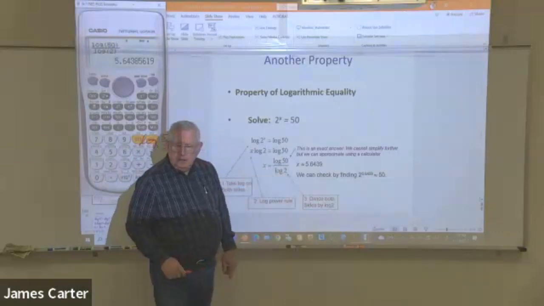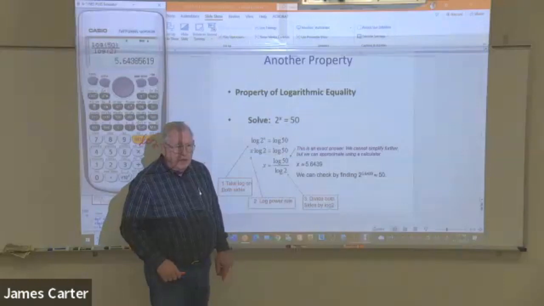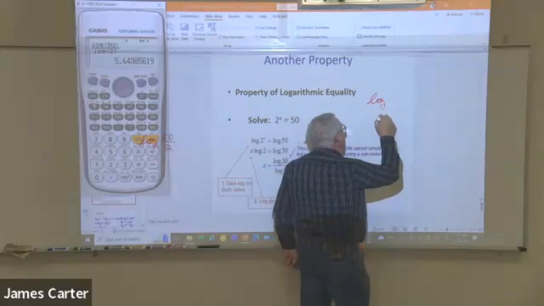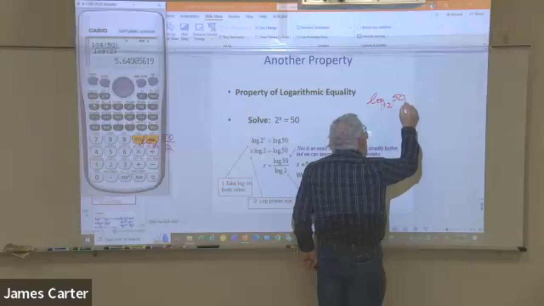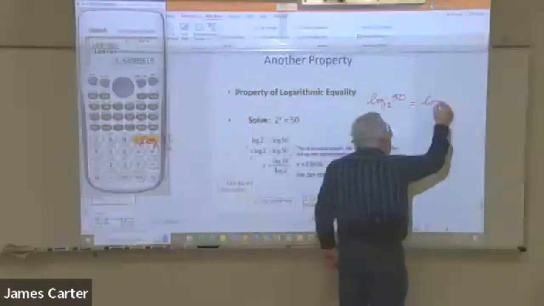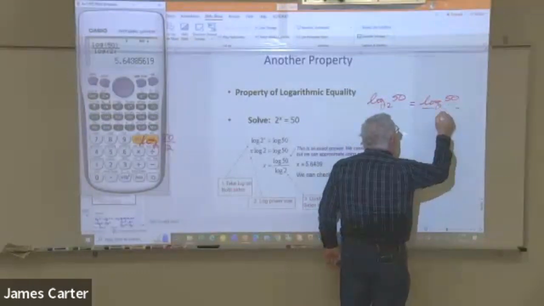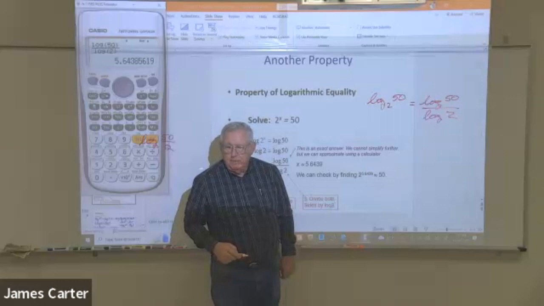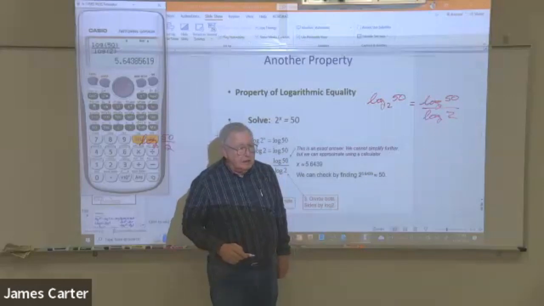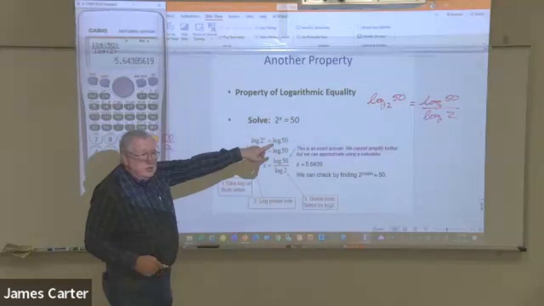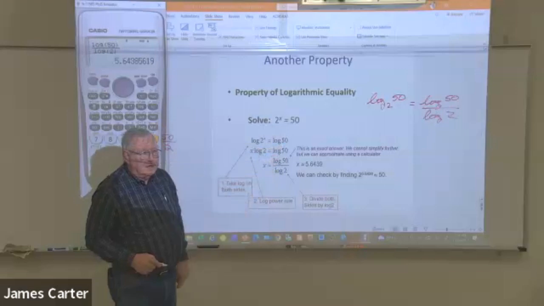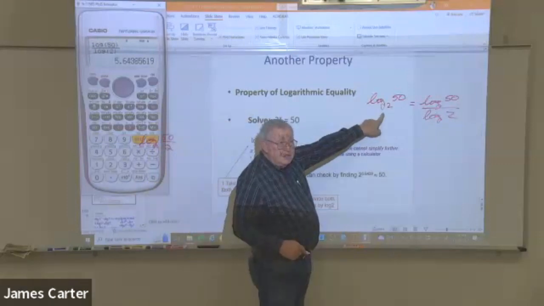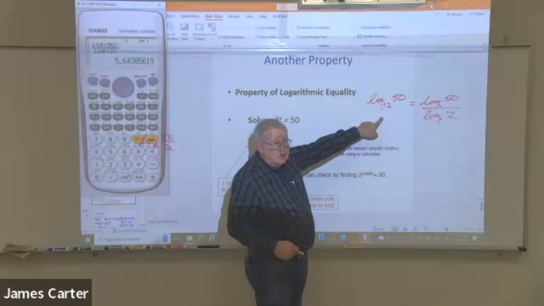Remember the change of base formula? Anyone remember that? If you had log base 2 of 50, that equals log of 50 over log of 2. Anyone remember that change of base formula? No? Yeah, a couple of heads nodding. You could use that on your Casio to figure this out. This becomes that using the change of base formula backwards.